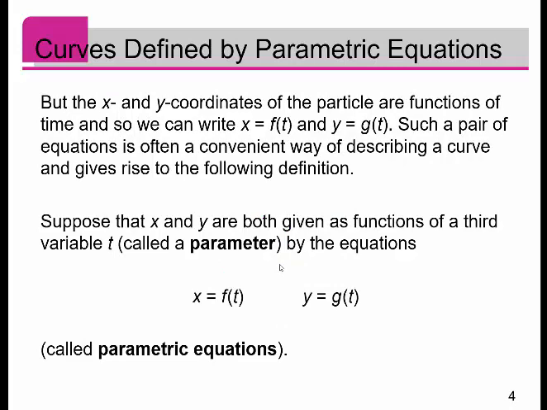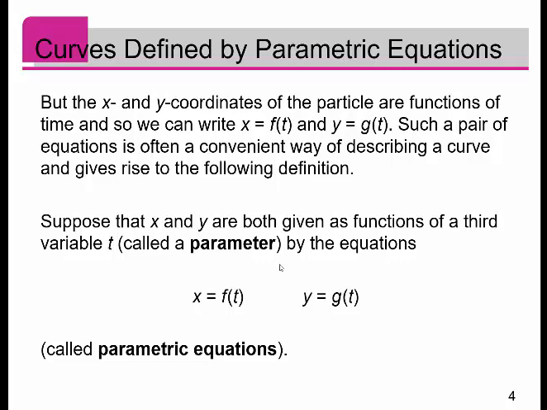The x and y coordinates of the particle are functions of time, so we can write x equals f of t and y equals g of t, as a pair of equations. Such a pair of equations is often a convenient way of describing a curve and gives rise to the following definition. Suppose that x and y are both functions of a third variable, t. This is called our parameter. By the equations x equals f of t and y equals g of t, these are what are called parametric equations.